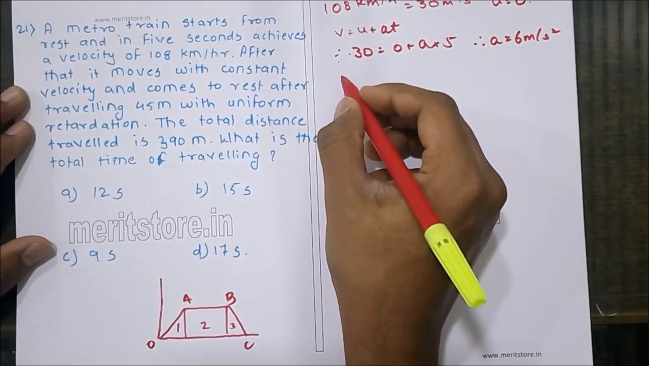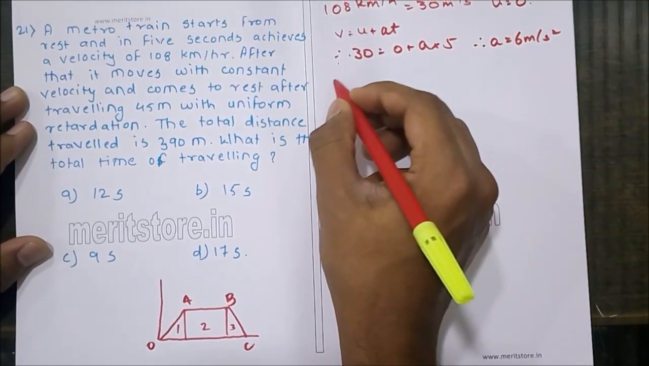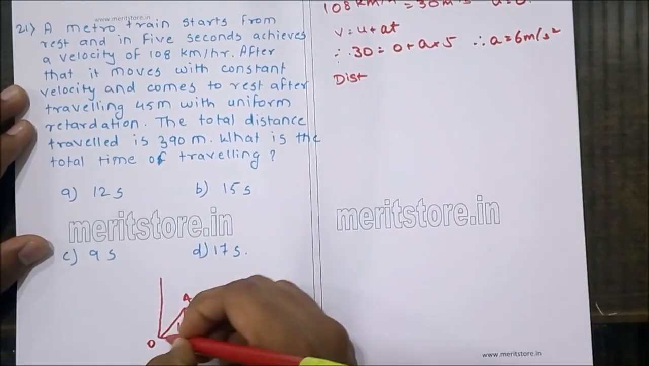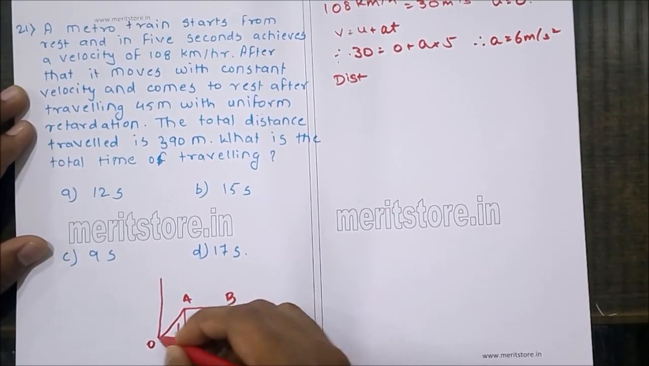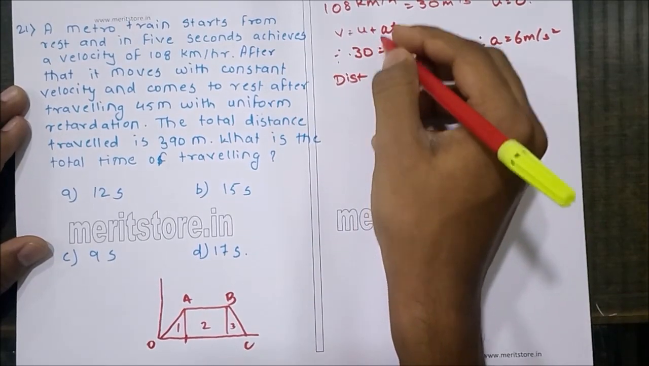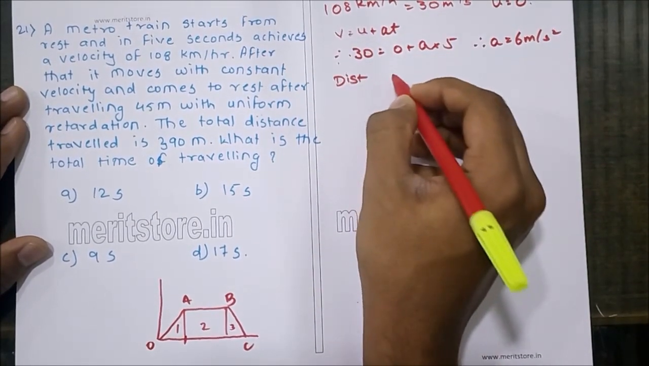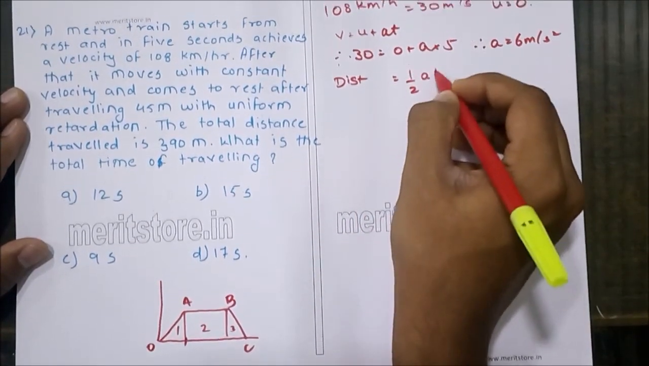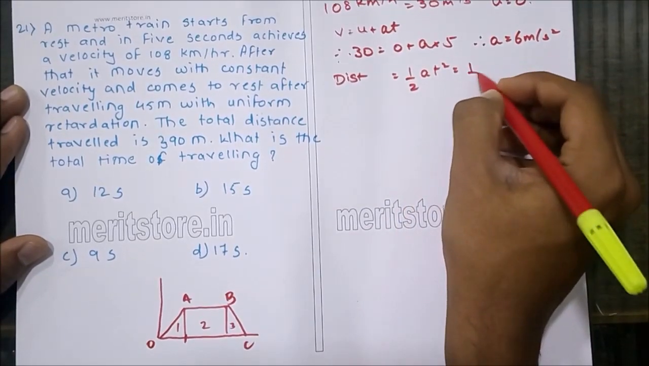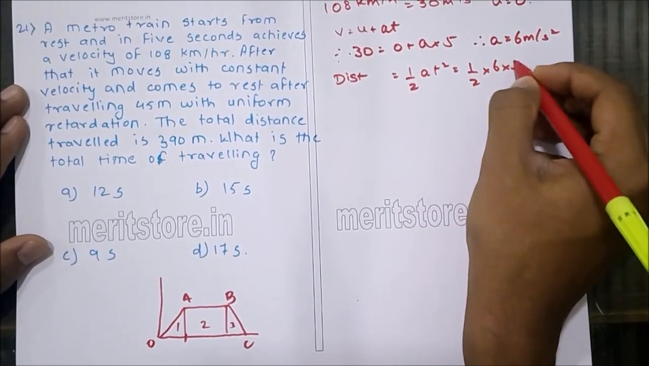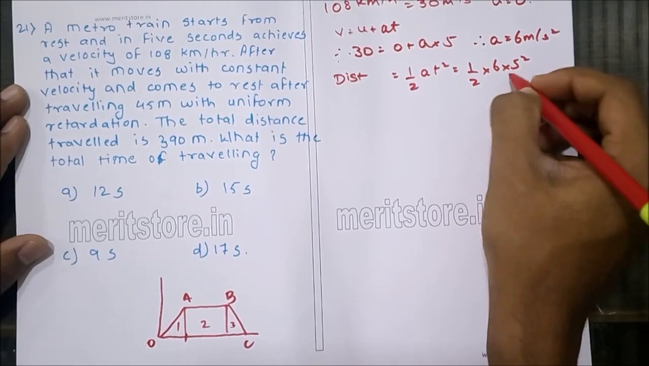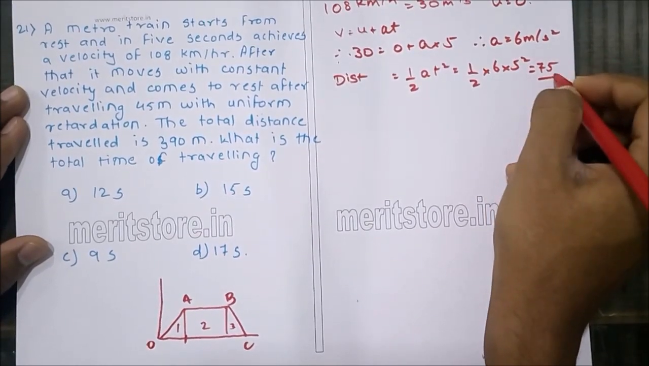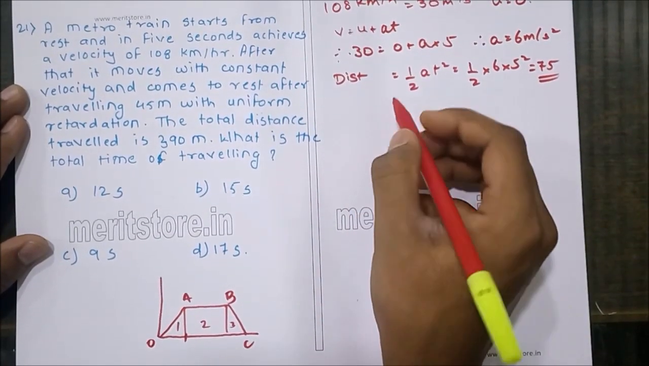And the distance which is travelled in 5 seconds, that is from point O till this point, the distance which is travelled is equal to half of at square, which is nothing but half times 6 into 5 square, which is 75 meters. So this is the first part of the answer.